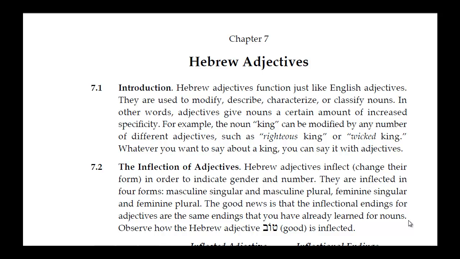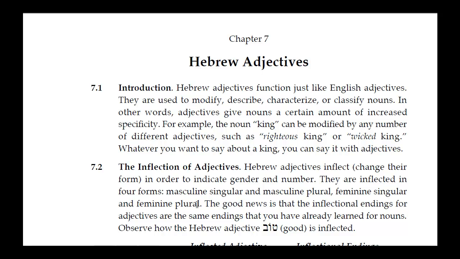And so when we go into the inflection of adjectives, Hebrew adjectives inflect, which means they change their form in order to indicate gender and number. When they are modifying a noun, they will agree with the noun that they're modifying in gender and in number. They are inflected in four forms. They have a masculine singular, a masculine plural, a feminine singular, and a feminine plural.